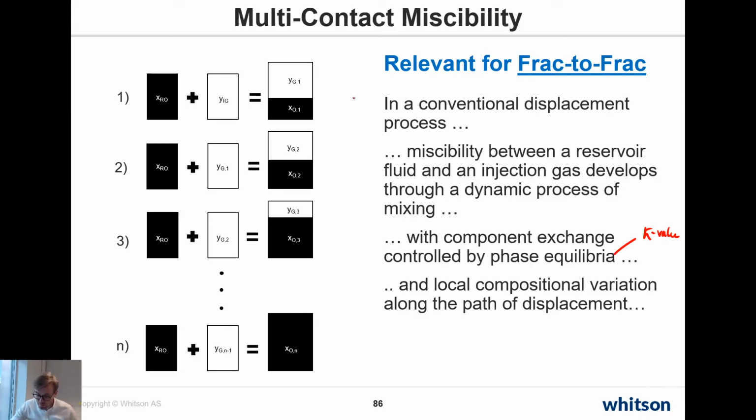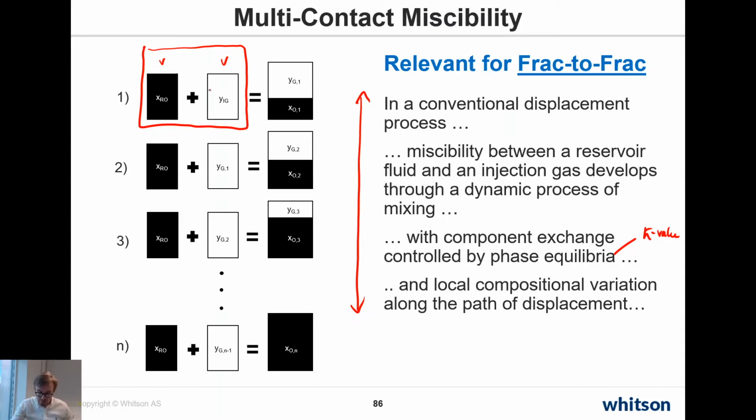And this, for many of you, will be a lot of words, and I acknowledge that. But for all practical purposes, what a multi-contact miscibility process accounts for is that if I am an injection gas that gets injected into the wellbore, this is the first oil that I meet when I go into the matrix. What happens is that the two of us mix together, and we create some new composition.